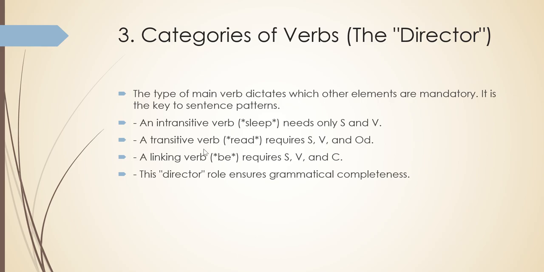A transitive verb, for example, read, requires a subject, a verb, and a direct object. Without this direct object, the meaning of the verb is incomplete. A linking verb, verb be, for example, requires a subject, a verb, and a complement. It needs a complement. Again, if there is no complement, the sentence would be incomplete. So this director, the verb as a director, ensures grammatical completeness.